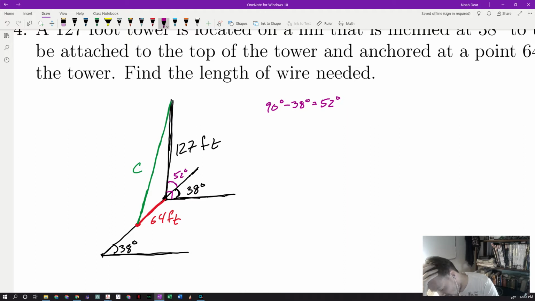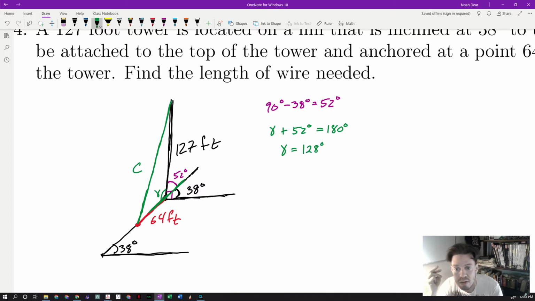So this is a little bit of a hunt, but our goal is to get over here and find this angle gamma. Now, if we're looking at the hill as a straight line, that's 180 degrees total. So gamma plus 52 degrees should add up to 180 degrees. So that tells us that gamma equals 180 minus 52, which is 128 degrees. Cool.